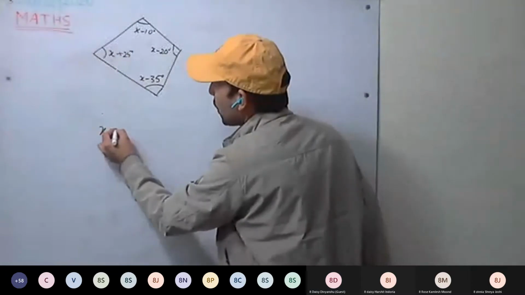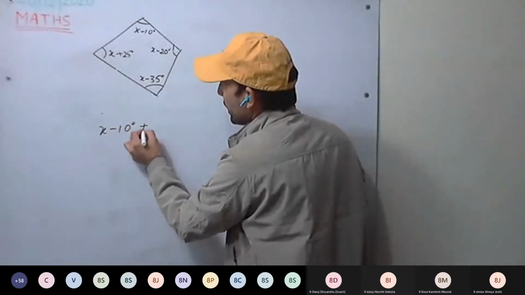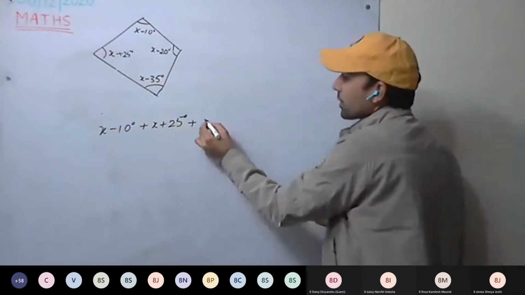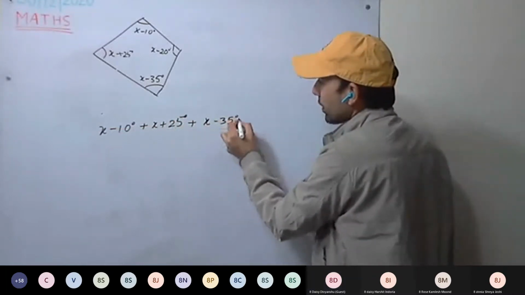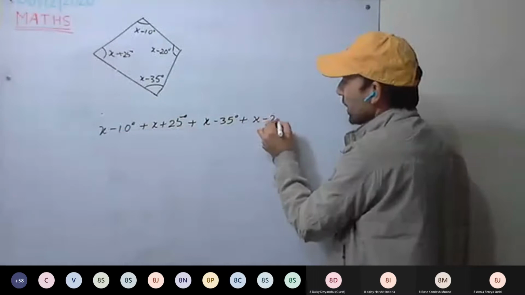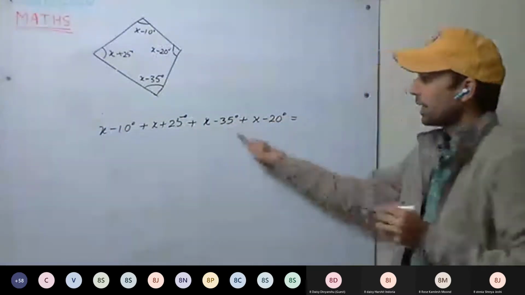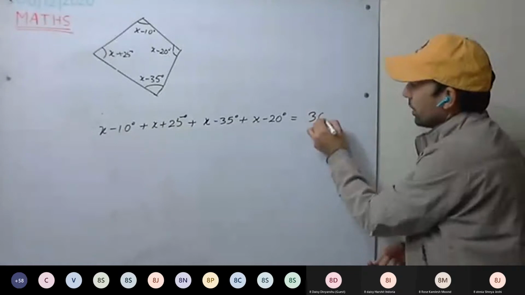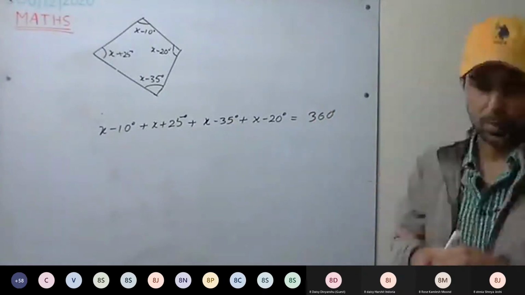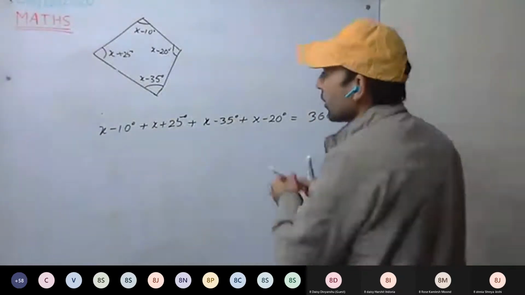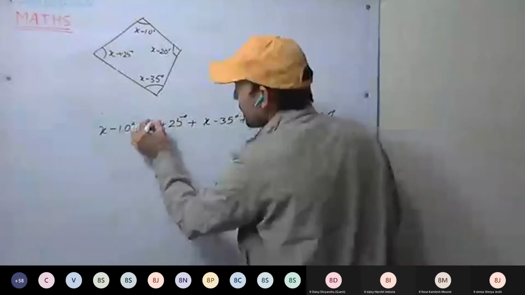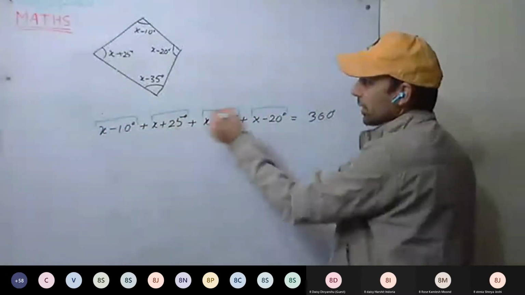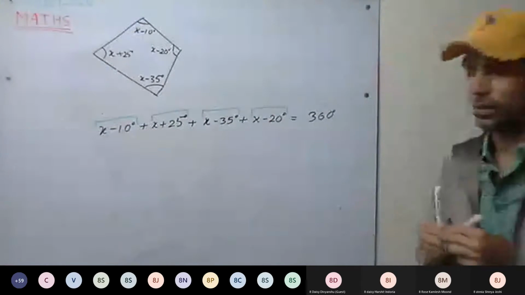So first angle is how much? x minus 10 degrees. Second angle, x plus 25 degrees, plus x minus 35 degrees, plus x minus 25 degrees. And their sum is equal to 360 degrees. So this is our first angle, second angle, third angle, fourth angle. Their sum we are doing.